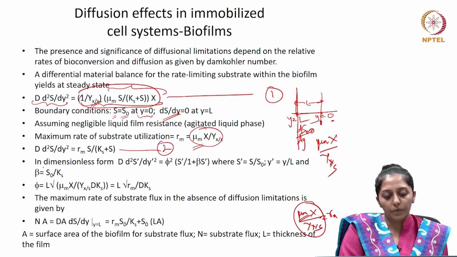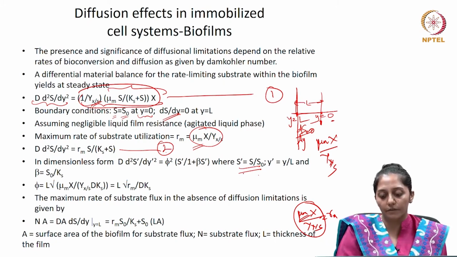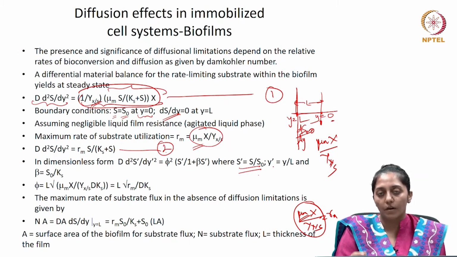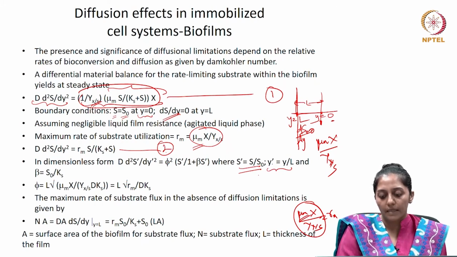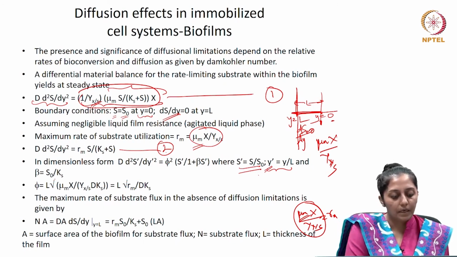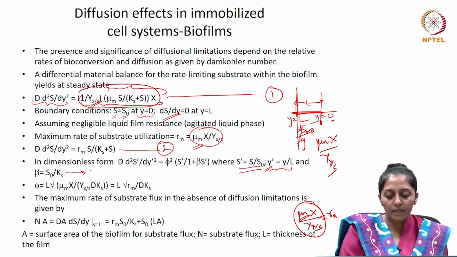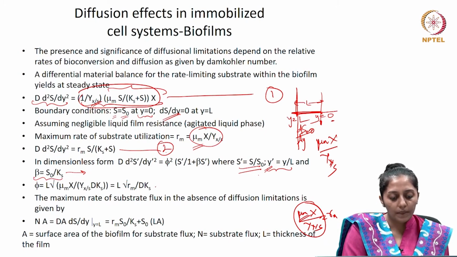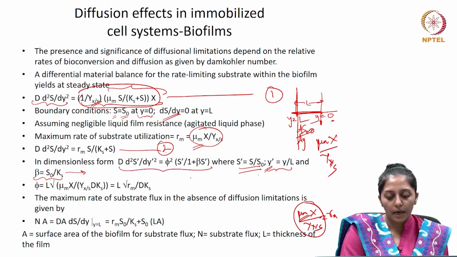Now, further, if we convert equation 2 into dimensionless form, where S prime is the dimensionless form for the substrate, your S is being divided by the bulk substrate concentration, as we did earlier for Michaelis-Menten kinetics in immobilized enzyme systems for spherical pellets. Similarly, the distance travelled through the film is converted into a dimensionless variable y prime by dividing y by the length of the biofilm, the thickness of the biofilm. Another constant, called beta, will come into the picture after these substitutions. So, your equation 2 will then take the form given here as equation 3.